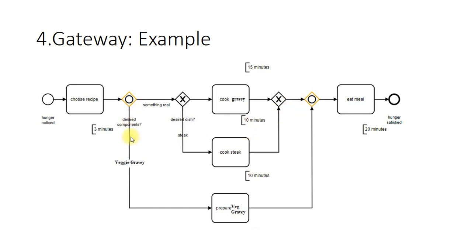But here, if there are desired components, veg gravy is available. So towards the end of the OR gateway, we have either steak and veg gravy, or gravy and veg gravy, to eat the meal. And then the hunger is satisfied.